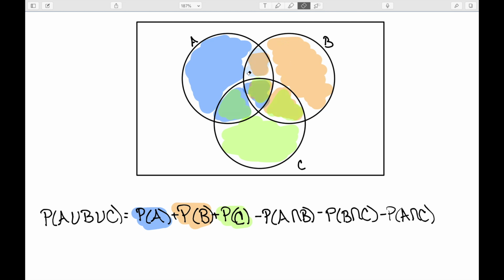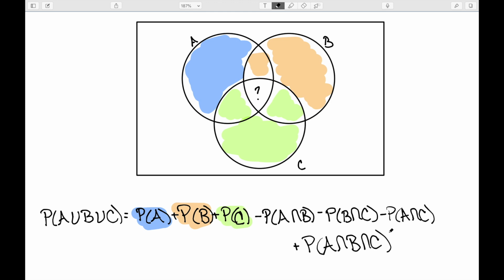So I've removed one of my countings of A intersect B. I've removed one of my countings of B intersect C. And A intersect C. So I've done one of the intersections of A intersect C. And now we can see we're missing a region. So we then have to add back in A intersect B intersect C. I've actually completely removed it whenever I subtracted all of these intersections.